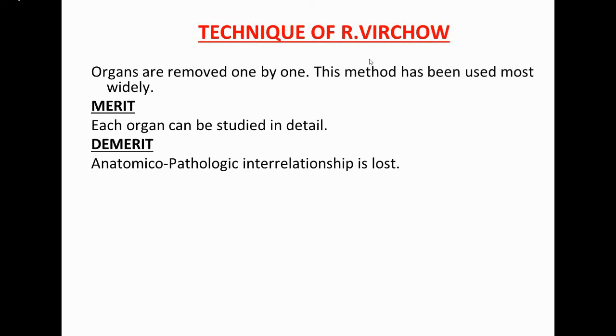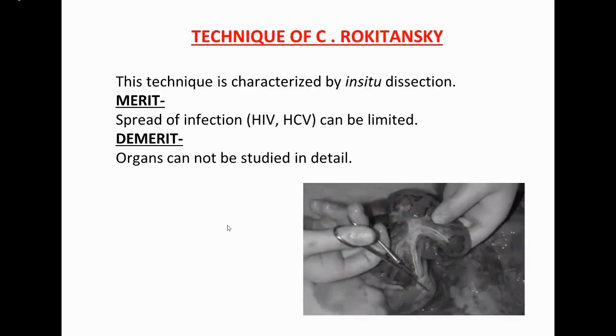what we mean by that. The technique of Virchow: organs are removed one by one. Okay, we take out each organ separately. Like, if you are doing the thorax, you will take out the lungs and heart, and separately every organ, the stomach, is taken out. Each organ can be studied in detail. That is its merit, the advantage. The disadvantage is that the anatomical pathological interrelationship is lost in this.